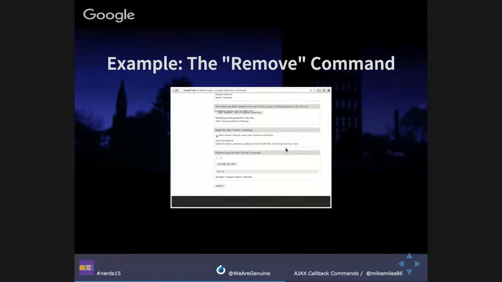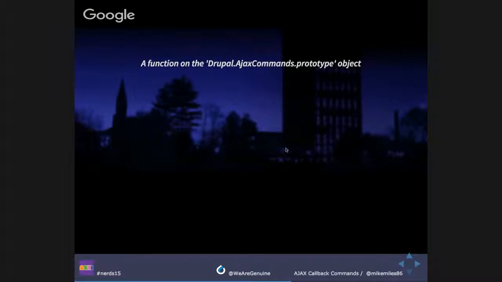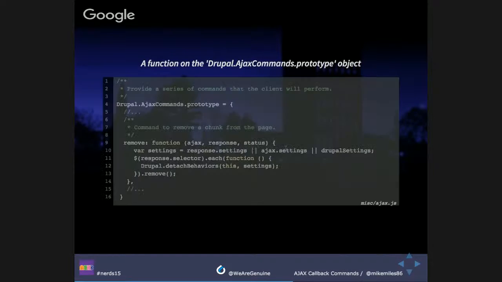So if we look at this from the Drupal 8 perspective, it's a JavaScript function attached to Drupal.AjaxCommands.prototype. And here's our remove function provided by Drupal 8 core. Again, it's the remove function, with the same 3 arguments we had in Drupal 7: ajax, response and status. And then at lines 10 through 13, it's again just wrapping some additional JavaScript. Ultimately, it's just a wrapper for a jQuery function. Just a cleaner way to do it.